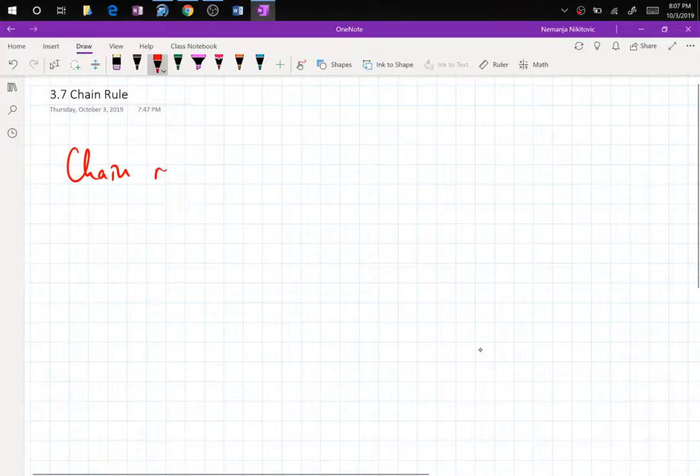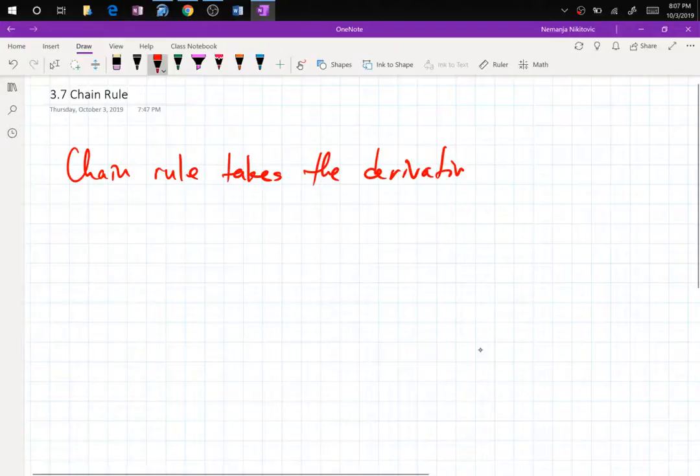Chain rule takes the derivative of function composition.